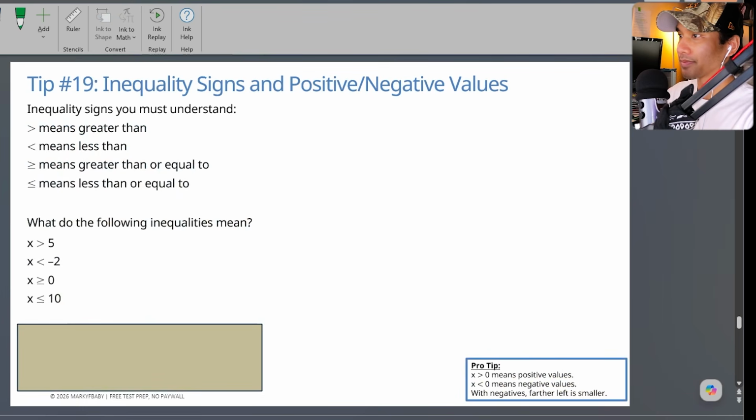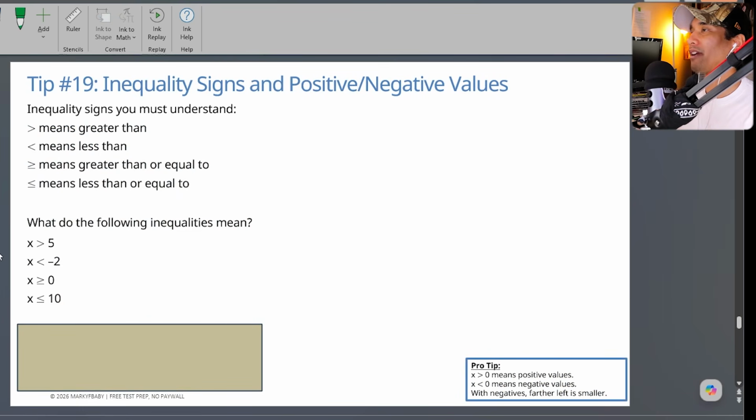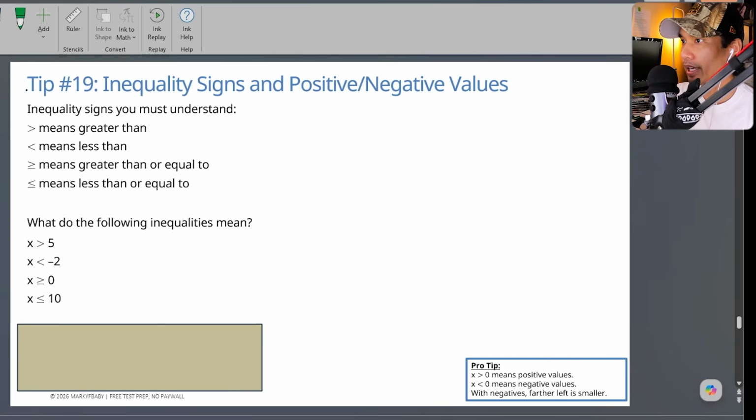All right, number 19. This is one of my favorite slides because I teach this on the fly all the time, okay? And now I am going to give you the knowledge. I'm going to transfer it over to you. Skill 19, inequality signs and positive negative values. Inequality signs you must understand. This equals greater than. This equals less than. This equals greater than or equal to. This is less than or equal to, okay?